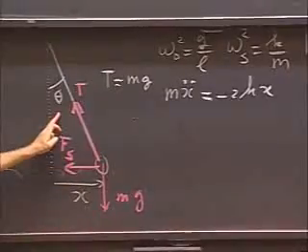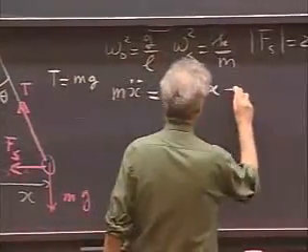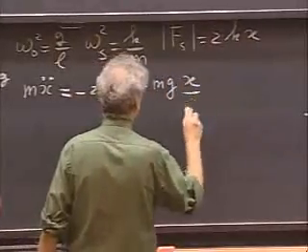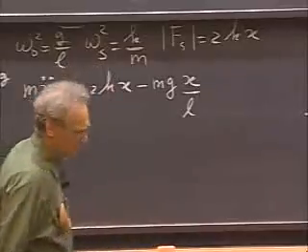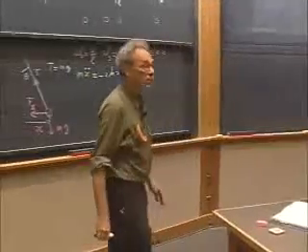But T is mg, and sine theta is x divided by L, where L is the length of the pendulum. So we get minus T, which is mg, times the sine of theta, which is x divided by L. And so this is the differential equation.